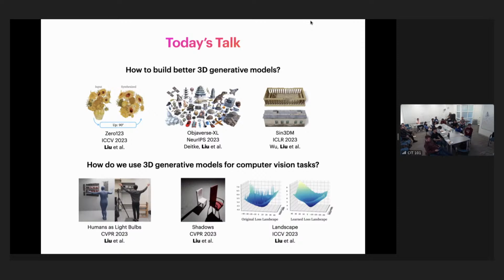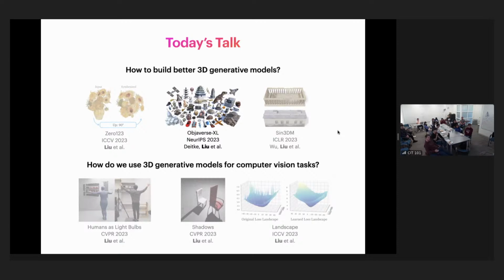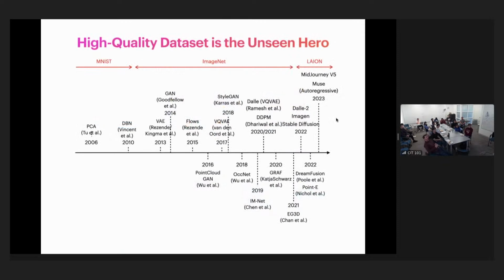Like in the future, if we get better and better 3D generative models, how do we use these generative models for computer vision tasks? Which, as computer vision researchers, we probably care a lot about this question. So I will talk about some of my work that tries to answer these two questions in today's talk. I want to start with Objaverse-XL, which is a paper just accepted to NeurIPS this year, and we also just released the dataset a while ago.